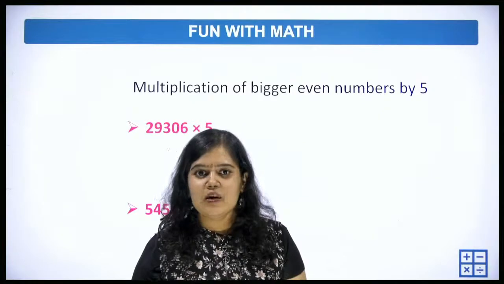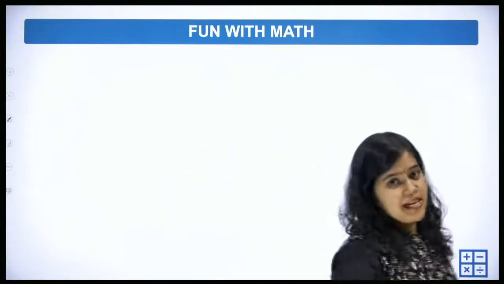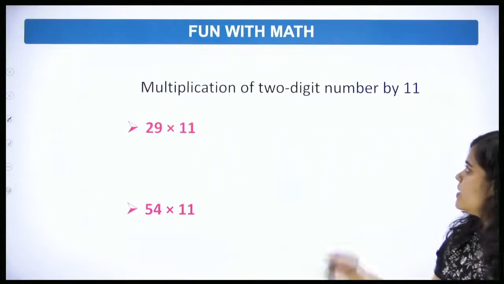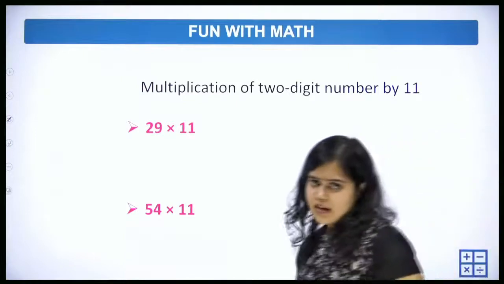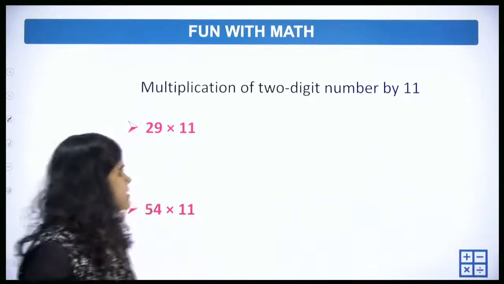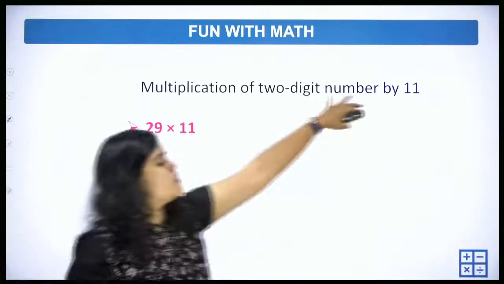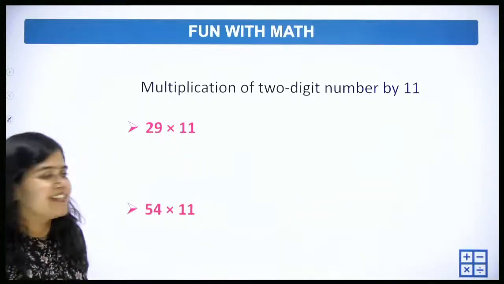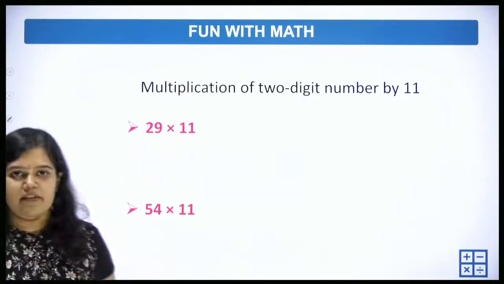Now, let's look how to multiply by 11. How to multiply bigger numbers by 11. Okay. First, let's do for 2-digit numbers. Multiplication of 2-digit numbers by 11. So, 29 into 11.